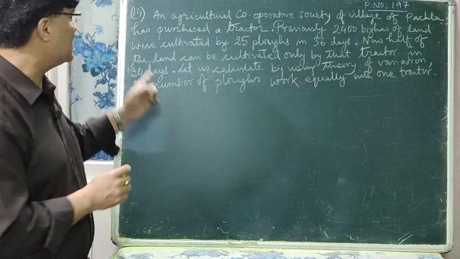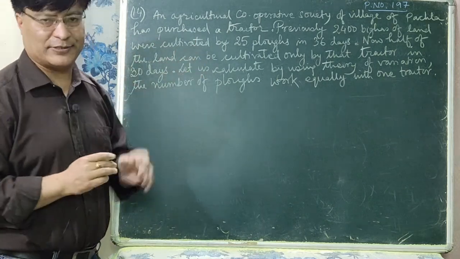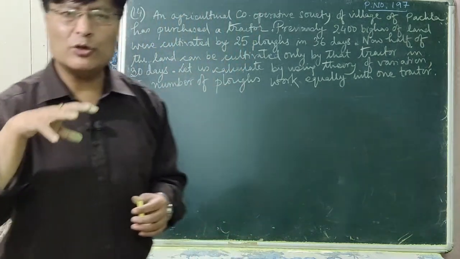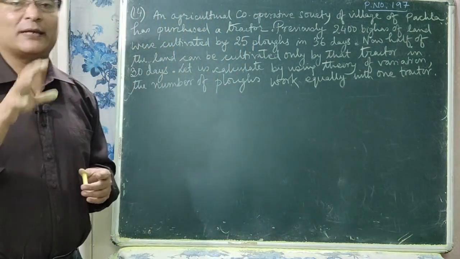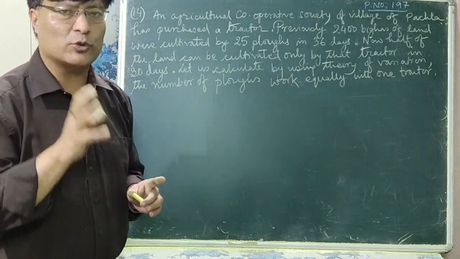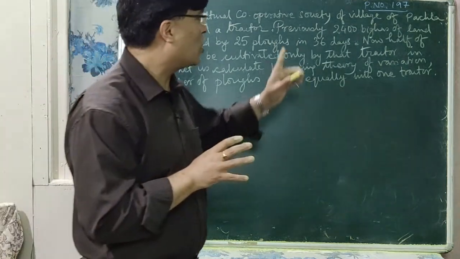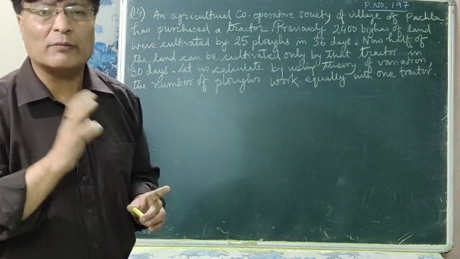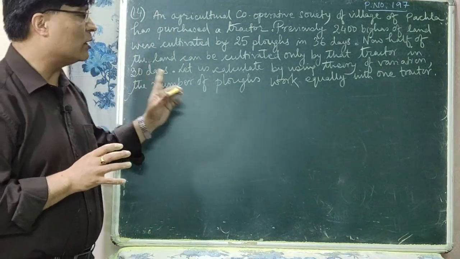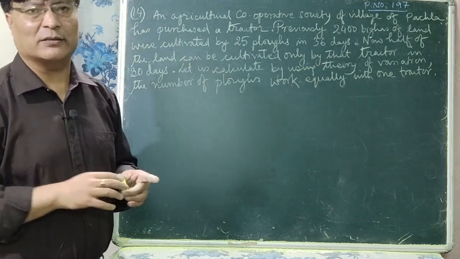2400 bigas of land were cultivated by 25 plows in how many days? In 36 days. Now a tractor is brought, and this tractor cultivates half of the land, that is half of 2400 bigas, which is 1200 bigas of land. Now 1200 bigas of land will be cultivated only by that tractor in how many days?